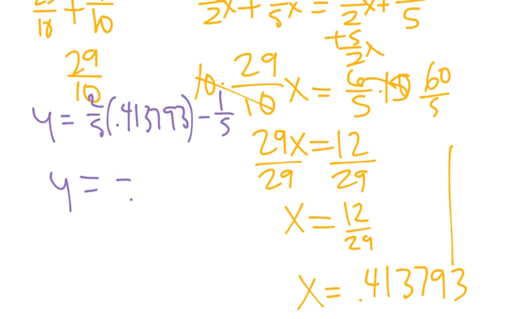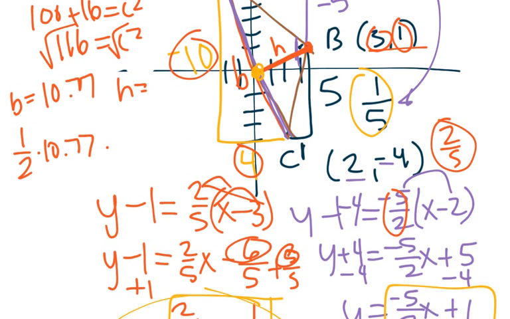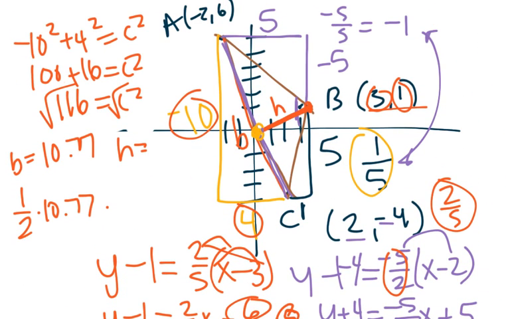And we get negative 0.034483. Ugh. So a point of 0.41, negative 0.03. So that point would be 0.41, negative 0.03.